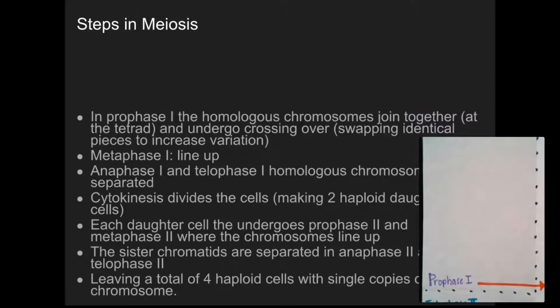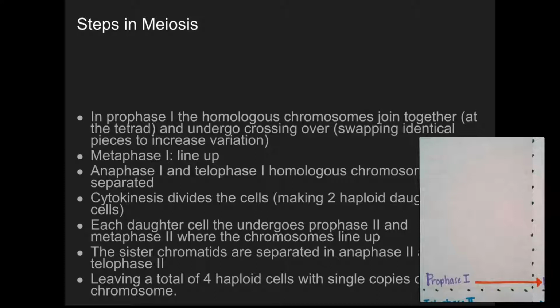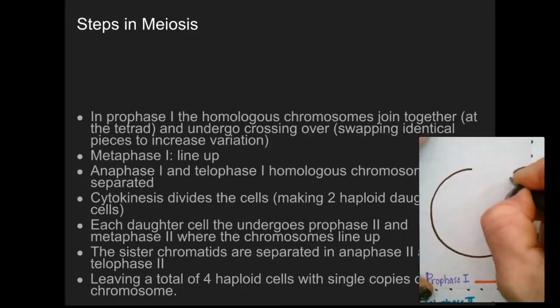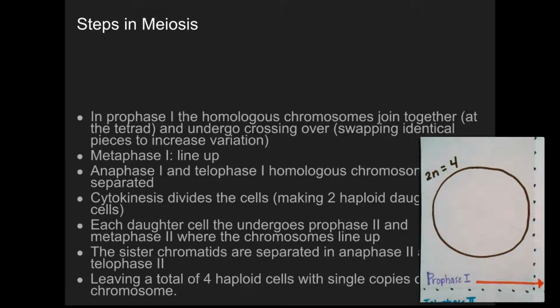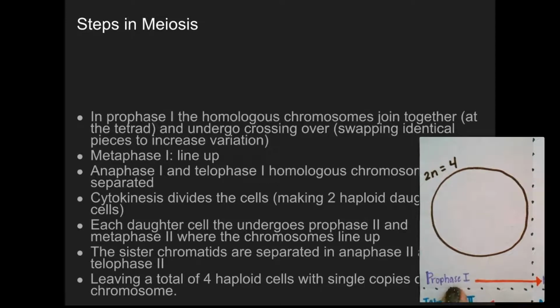So the whole point of meiosis is that we're taking a diploid cell and we're going to be reducing its number from diploid to haploid. So we're going to start out with a diploid cell. So we have a diploid cell, it's 2n equals 4. That means that we should have 4 chromosomes in here. But more importantly, because we're in prophase 1, we're going to have 4 sets of sister chromatids. Remember, we count the chromosomes by the telomeres that are present.